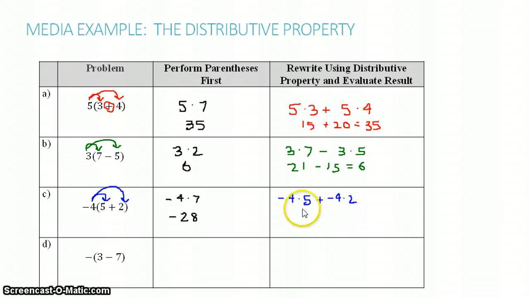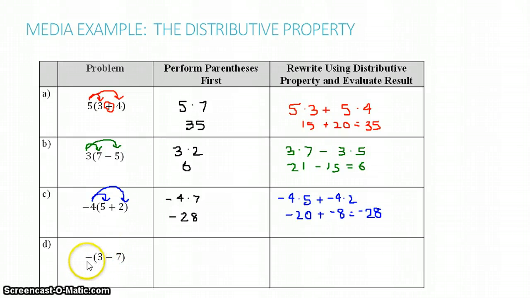Well, negative 4 times 5 is negative 20, and negative 4 times 2 is negative 8. Combining these results, we'll add their absolute values and get 28. And since they're both negative and we're adding negatives, the result is negative. Let's look at this last one.